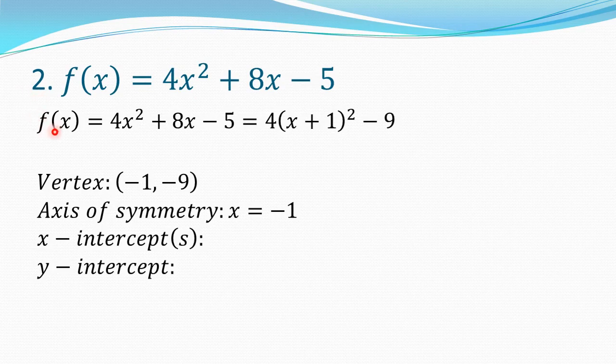Alright, so continuing, we have f of x equals 4x squared plus 8x minus 5, which we have calculated to be 4 times the quantity x plus 1 squared, minus 9. So the vertex is obviously negative 1, negative 9, because your negative 9 is there, and negative 1 came from here. You could just imagine that the x-coordinate of the vertex is the additive inverse of this constant, the opposite in sign. The axis of symmetry is just x equals negative 1. So what are your x and y intercepts? Let's calculate.